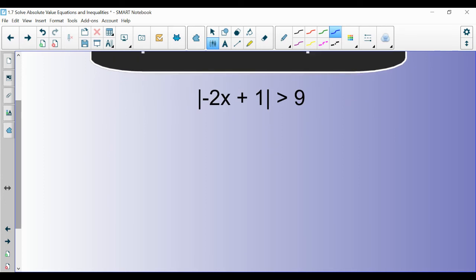I think this is a good pausing point. Go ahead and try this one, see how it works. See if you're able to get it.